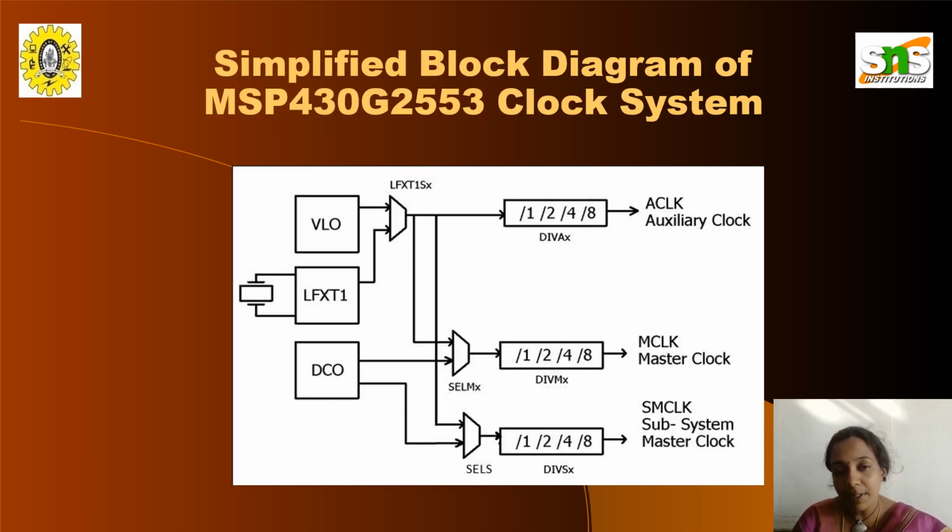Simplified block diagram of the MSP430 G2553 clock system. So here we have VLO, DCO, and the auxiliary clock, the master clock, and the subsystem master clock. So all are connected in series with each other.